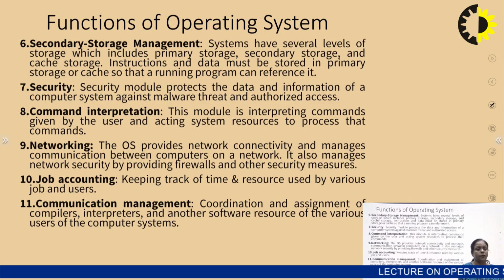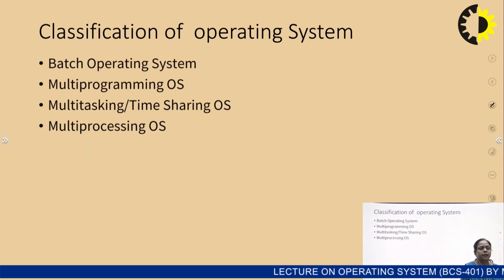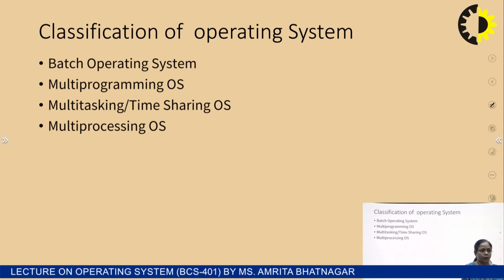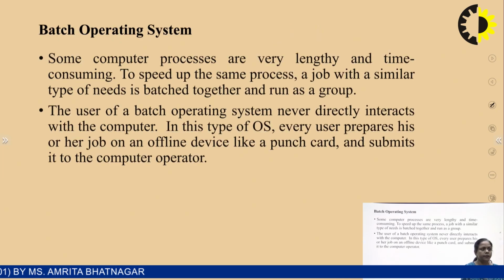Now we will see the different types of operating systems. You can see here the four types we are discussing in this lecture. First is the batch operating system, second is the multi-programming operating system, third is the multitasking and time-sharing operating system, and fourth is the multi-processing operating system. First one is the batch operating system.